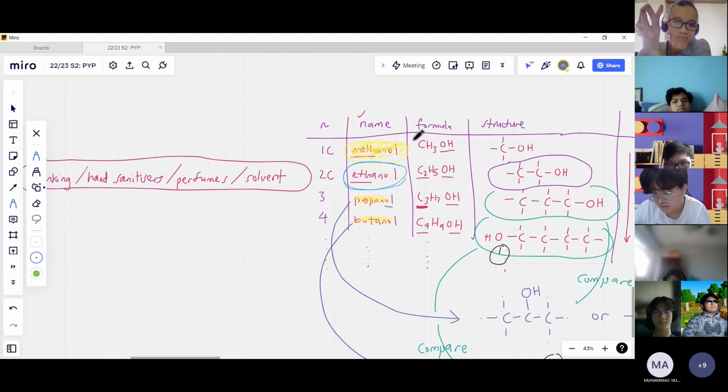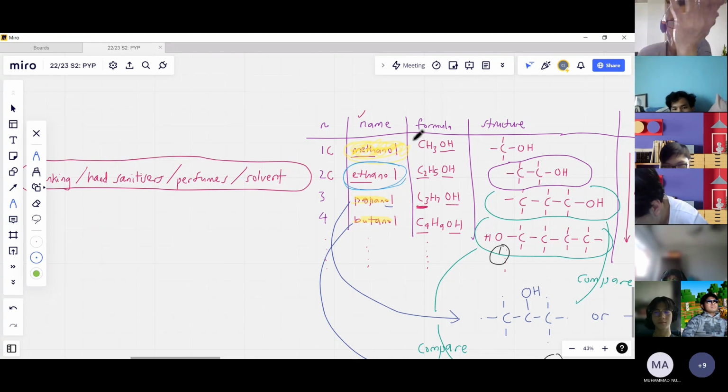And as I said before, ethanol is the same compound present in wine, beer, whiskey, vodka, whatever. It's still the same ethanol.